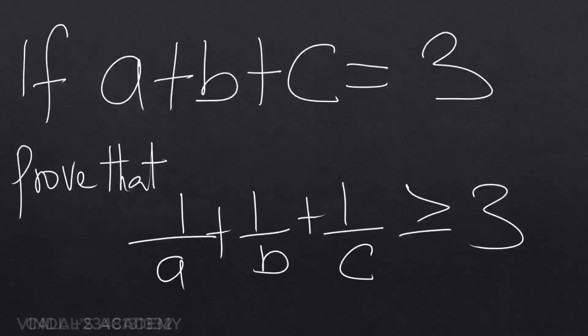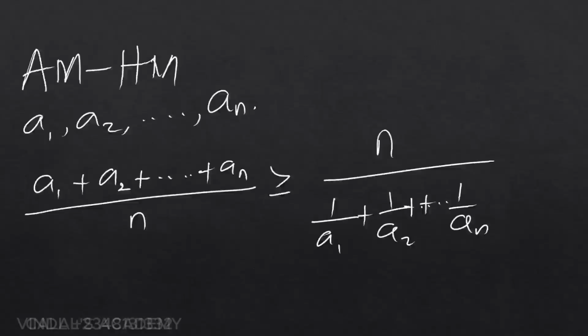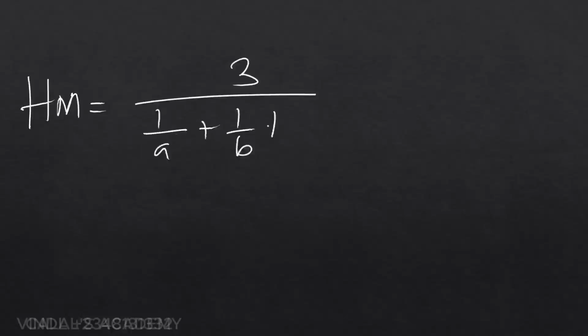Now, going back to the problem, we said that if A plus B plus C is equal to 3, then we should prove that 1 over A plus 1 over B plus 1 over C is greater than or equal to 3. Now, it is a principle under harmonic mean. Let's apply it. In this case, we know that the harmonic mean is going to be 3 all over 1 over A plus 1 over B plus 1 over C. That is the harmonic mean.